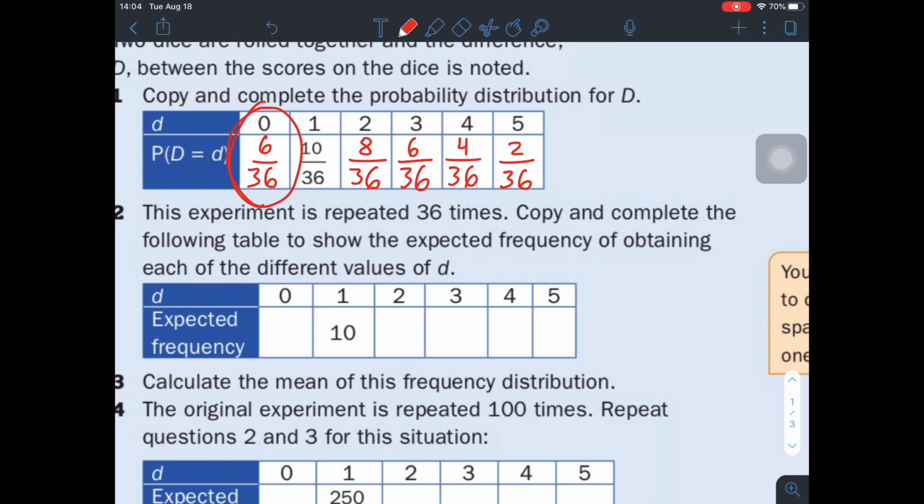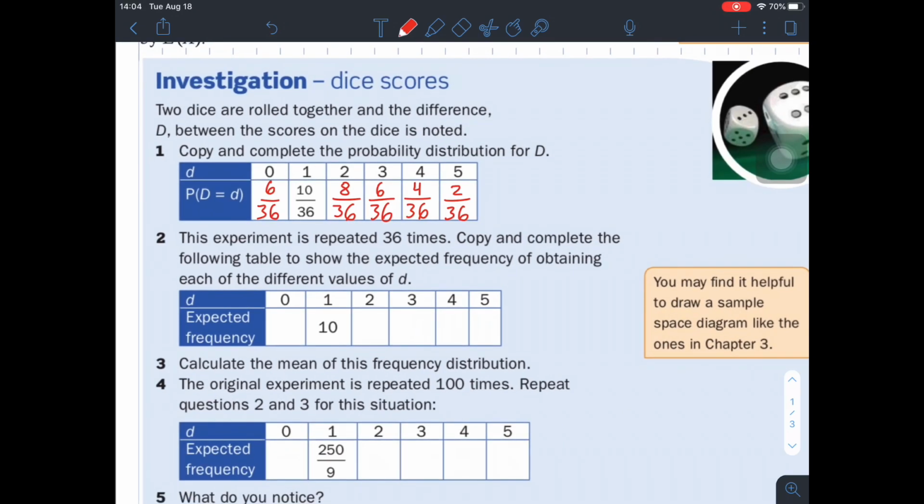If you want to read it in a different way, this means that if I throw the dice 36 times, I would expect that 6 of those times I would get a 0, right? That's what the probability means. So if I do this 36 times, the only thing I need to do is multiply all of these probabilities by 36. Okay, so the expected number of zeros I should get in 36 throws is 6, right?